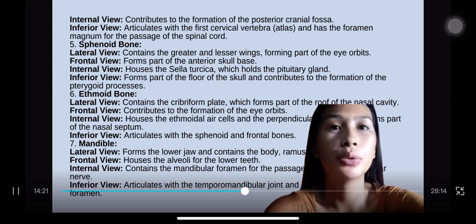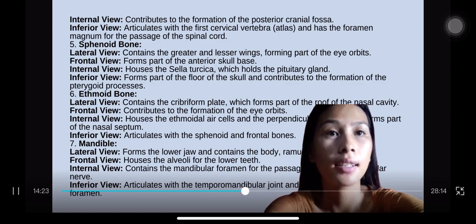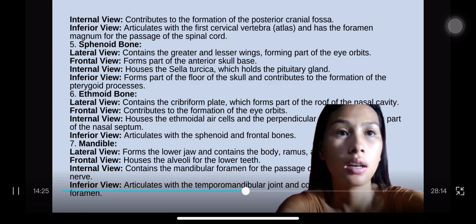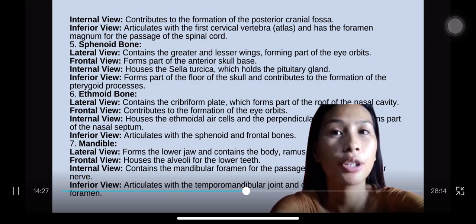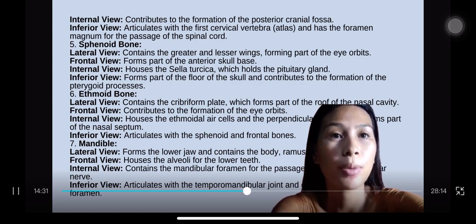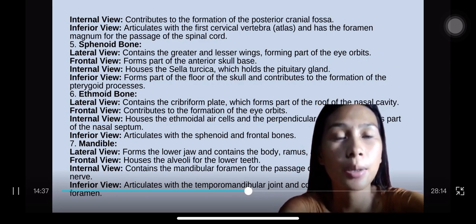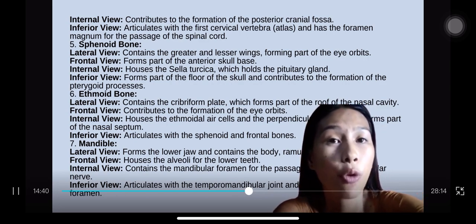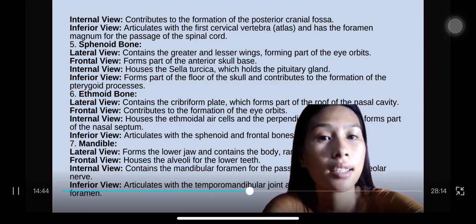Ethmoid bone. The lateral view contains the cribriform plate, which forms part of the roof of the nasal cavity. The frontal view contributes to the formation of the eye orbits. The internal view houses the ethmoidal air cells and the perpendicular plate, which forms part of the nasal septum.